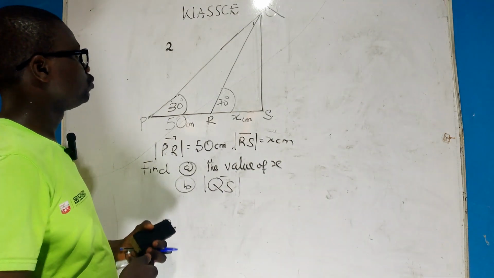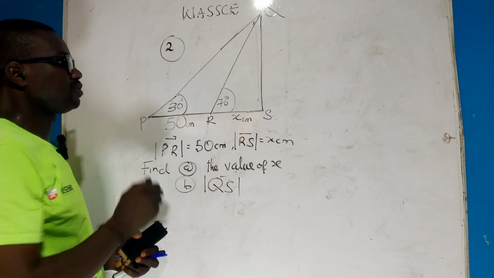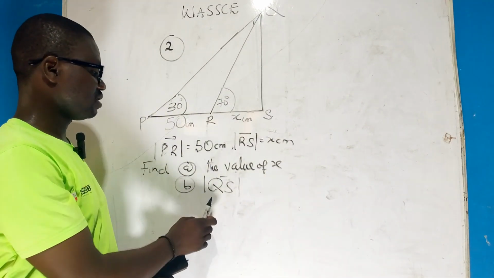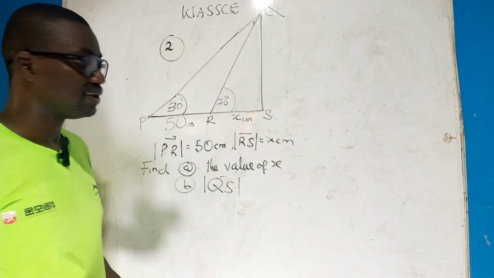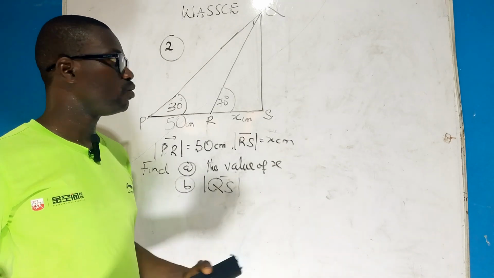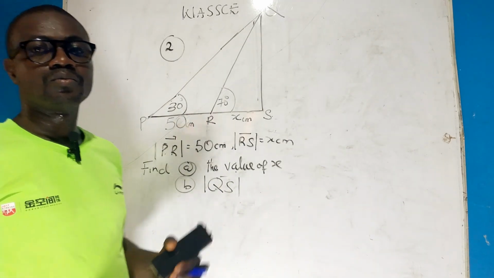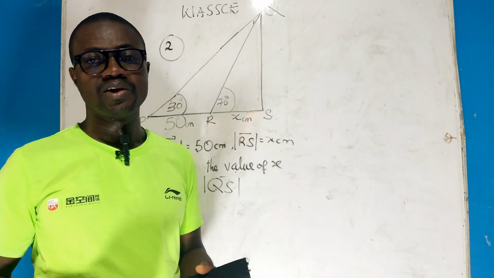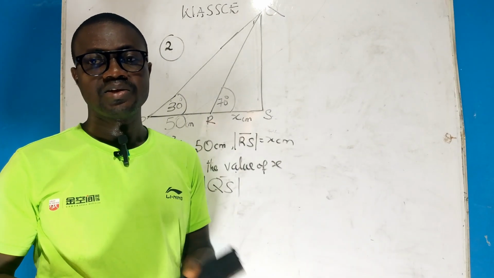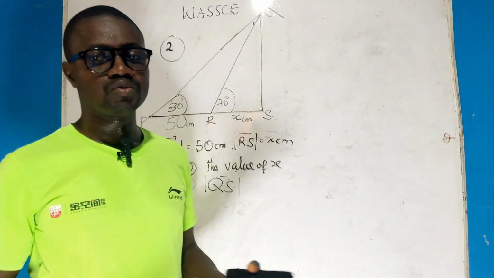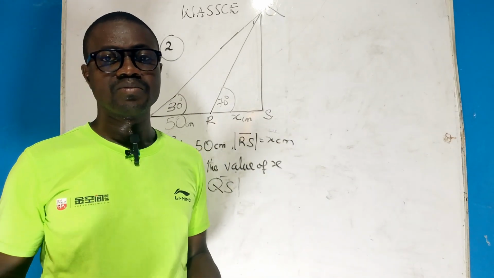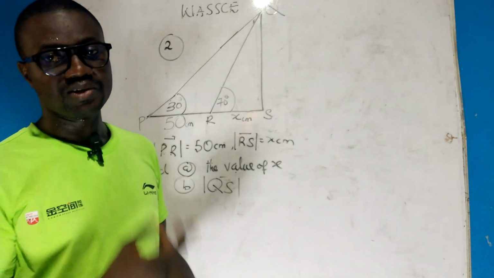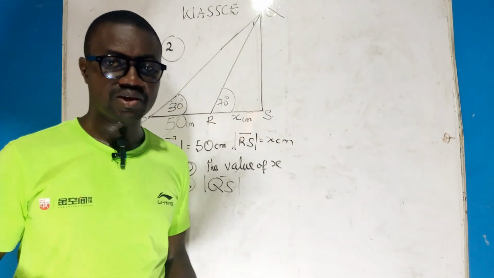For question number 2, a diagram is given, and we are supposed to simplify and find the value of x, and also find the magnitude of the line QX. Most of the students have difficulty solving a complete diagram like this. So my advice is that you break the diagram into two. You can realize we have two triangles here.